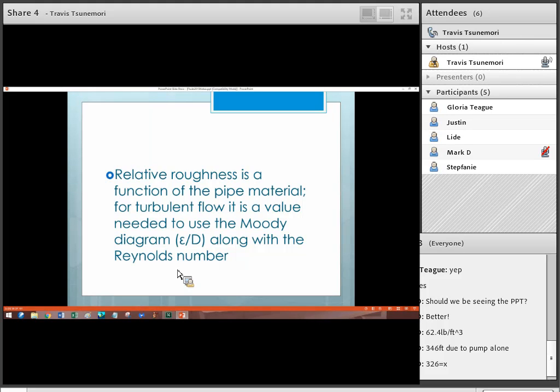And you notice that along the x-axis, we need to know the Reynolds number. And then along the far right axis, we need the relative roughness. And that's epsilon over D. And if we have those two numbers, then we can find the friction factor.